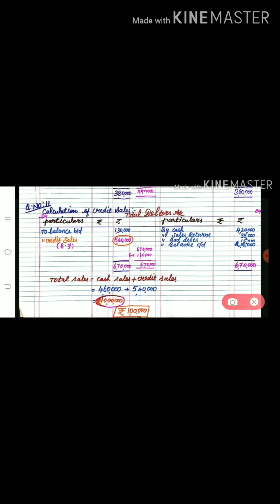So students, listen carefully. For the calculation of credit sales, in the center of the page write the heading total debtors account. Total debtors means what? Credit sales. So on the debit side, to balance brought down 1,30,000, that is the opening balance. And then on the credit side, by cash 4,20,000, by sales return 35,000, by bad debts 15,000, by closing balance 2 lakhs.